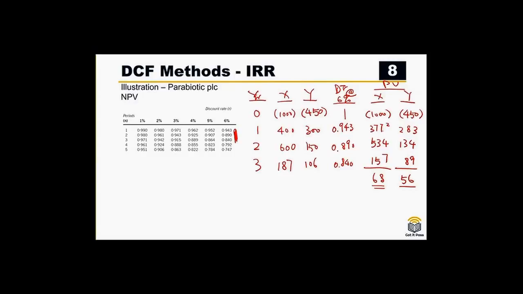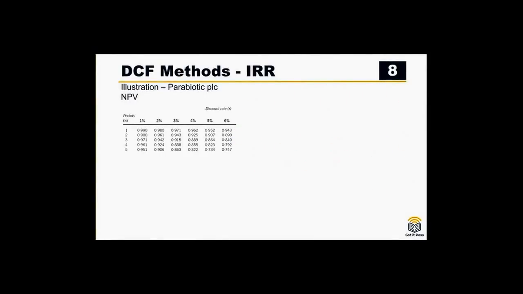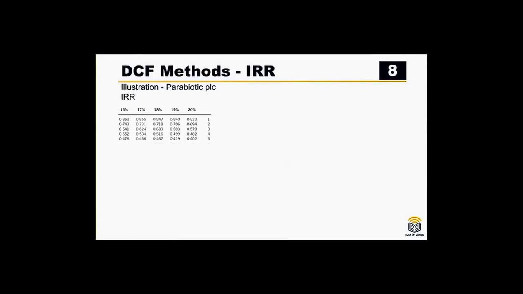So which one is better? Obviously it is project X, right? Because 68 for X is greater than 56. Okay, so NPV is finished. How about IRR?